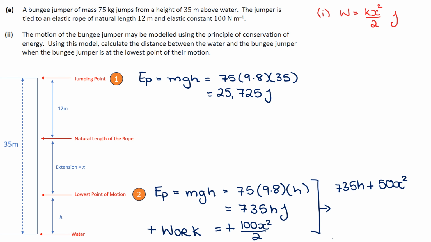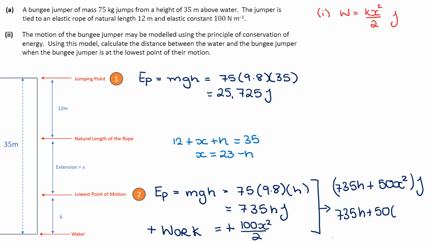Now the issue at the moment is there's too many unknowns. We have an h and an x. This will all be measured in joules. So can we rewrite x in terms of h? Let's go back to our diagram and we can say, well, 12 plus x plus h should give me the total 35, meaning I can rewrite x as 35 minus 12, which is 23, minus h, which allows us then to only have one unknown. So 735h plus 50 times (23 minus h) squared.